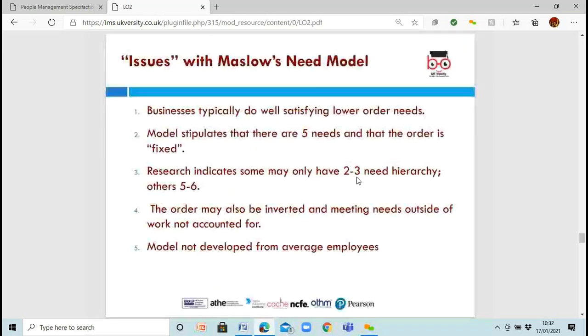Now, we're going to look at some issues that might come about with Maslow's model. So businesses actually do quite well satisfying the lower order needs. But the model states that there are 5 needs that are in a fixed order. So this order may not be the way that it should be. The order may also be inverted, and meeting needs outside of work is not actually being accounted for. And the model is not really developed for every average employee. It's quite focused.